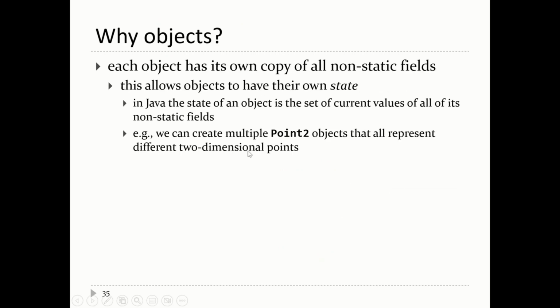Why do we have objects? Every object gets its own copy of all of the non-static fields that are defined in the class. It means every object has its own state; it has its own set of variables, so each object has its own data. The set of values that an object has stored in its variables is called its state. If I have a two-dimensional point called Point2, you can make a bunch of different Point2 objects that all represent different two-dimensional points.